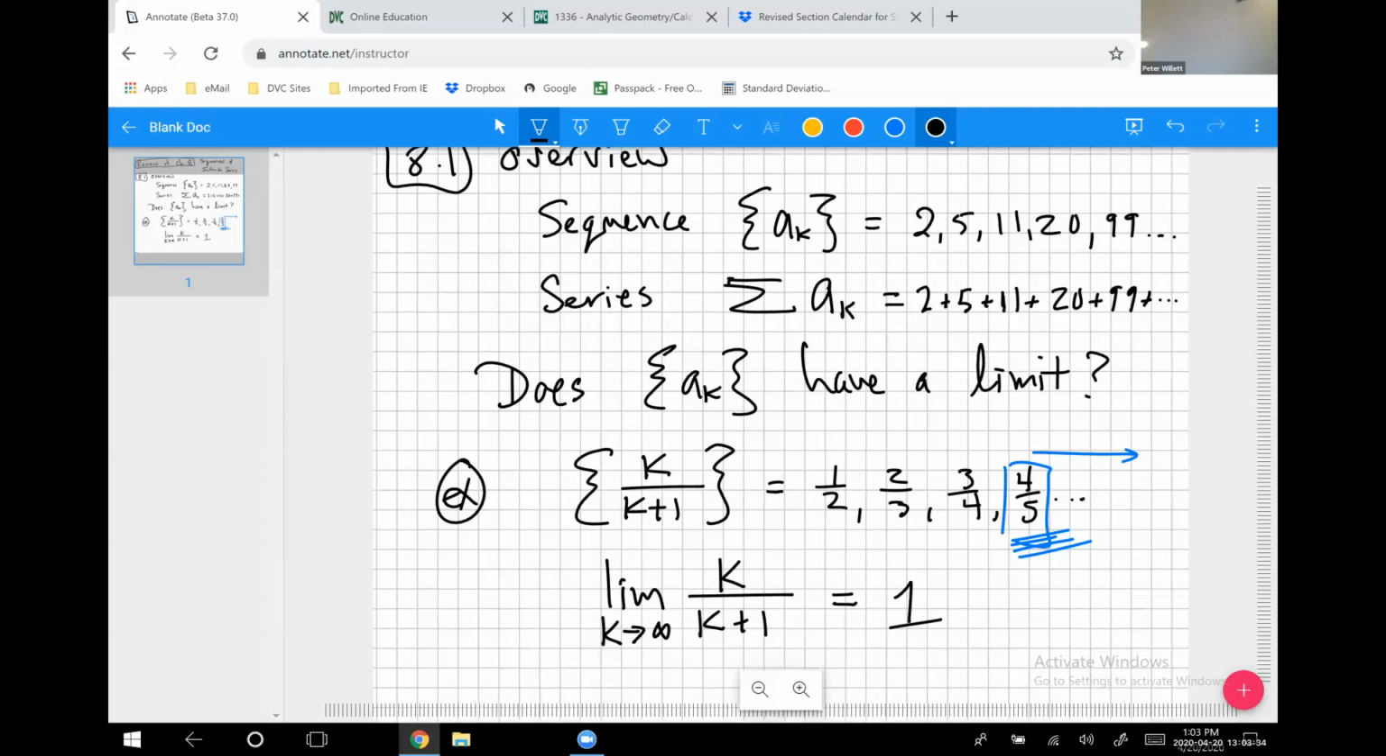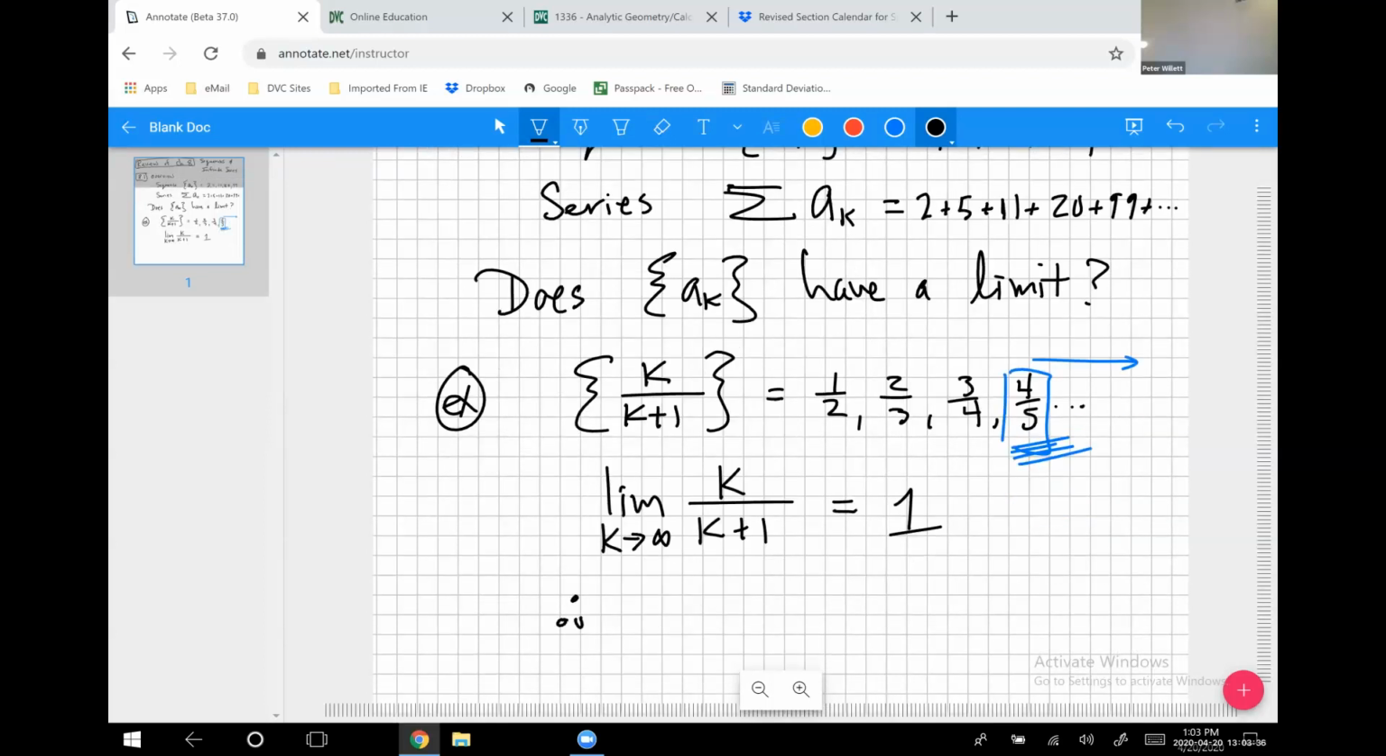And so therefore I would say the limit of the sequence converges to 1. Maybe I'll even write that.